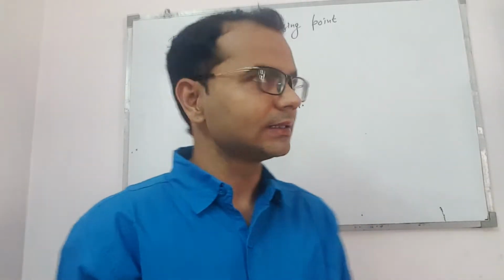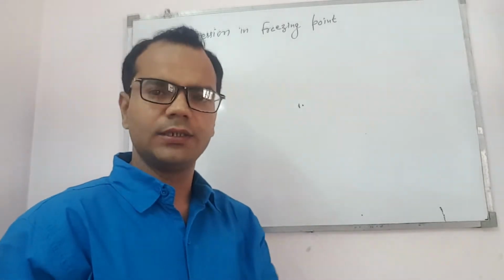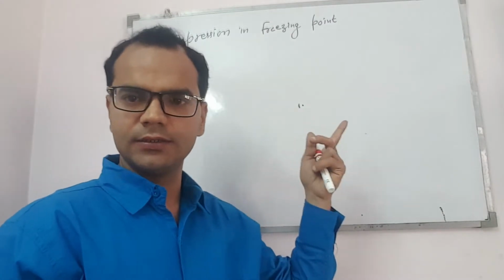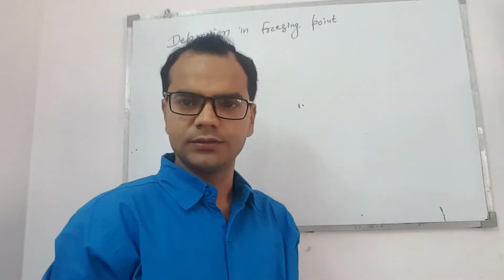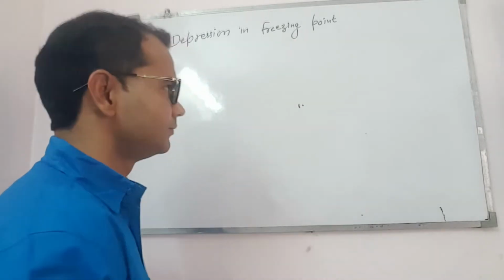Today we will discuss the third colligative property, depression in freezing point. In the last lecture we learned the second colligative property, elevation in boiling point of a solution. So first thing is, what is a freezing point?